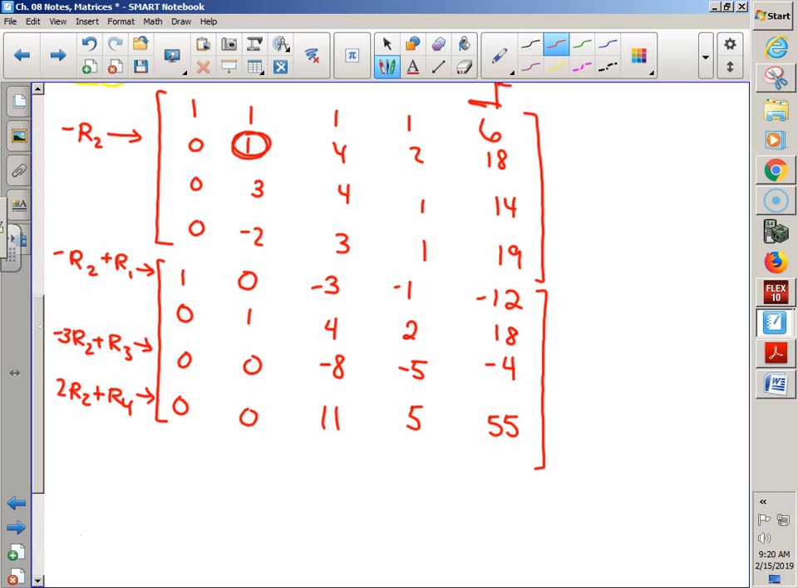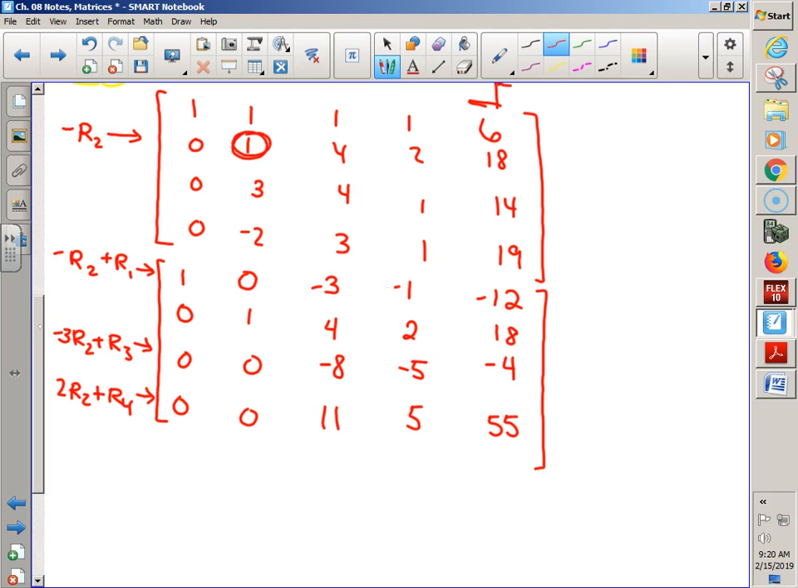I'm multiplying everybody here by -3, which gives 0 and 0. -3 plus 3 is 0. -3 and 4, -12 plus 4 is -8. -3 times 2 is -6, -6 plus 1 is -5.